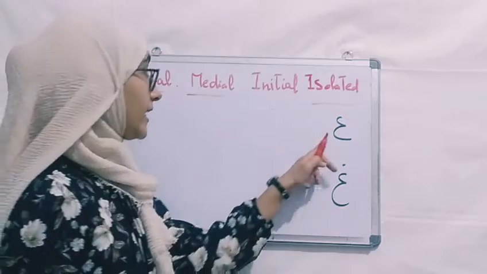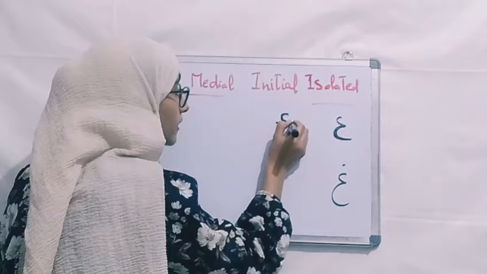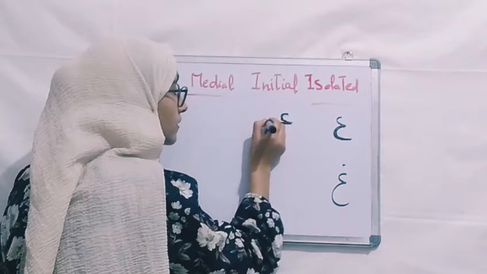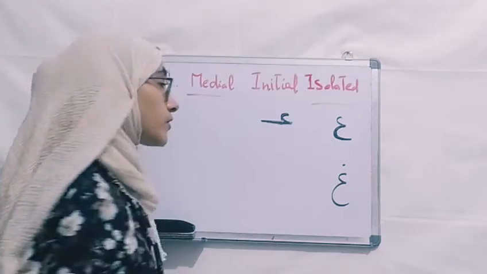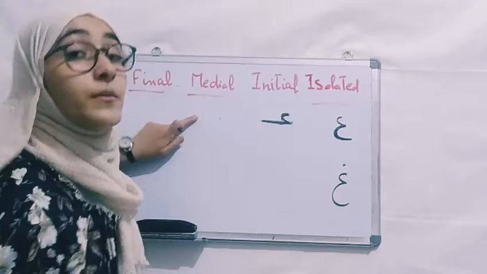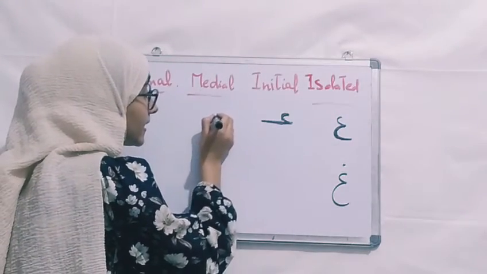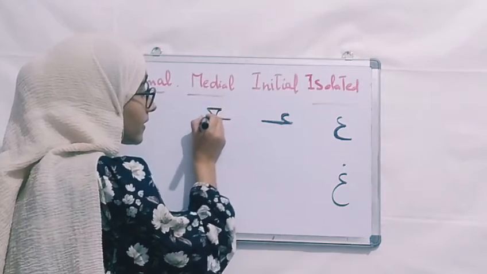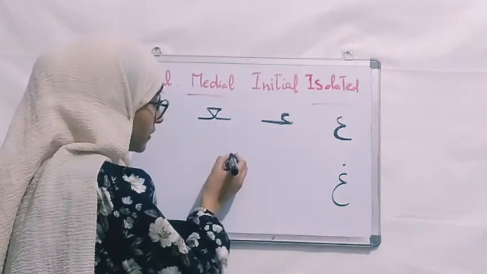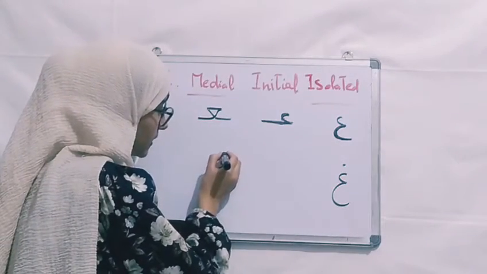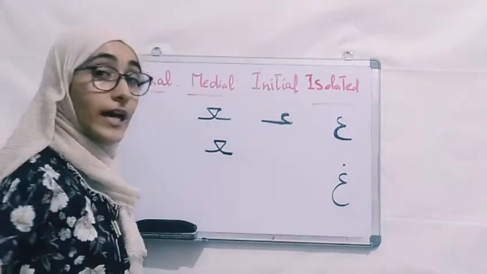عين in initial form, you have to keep ayn, and then you have to keep the straight, because it needs to be connected after. So in the middle form, see how I'm doing it. Ayn as upside down triangle. Going up, going straight, and going down.